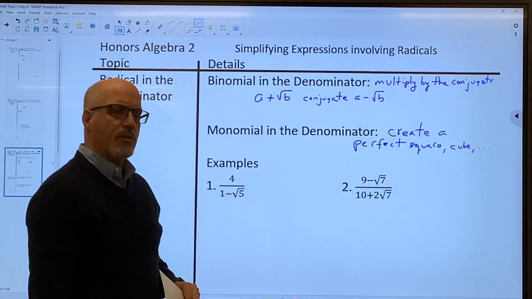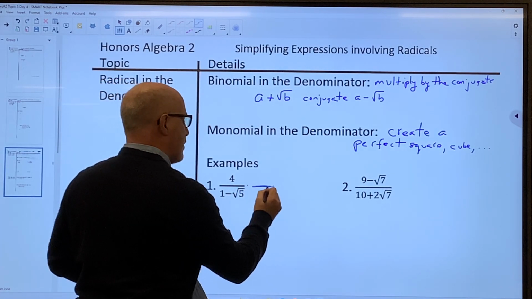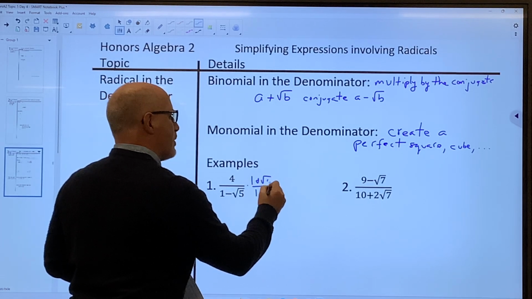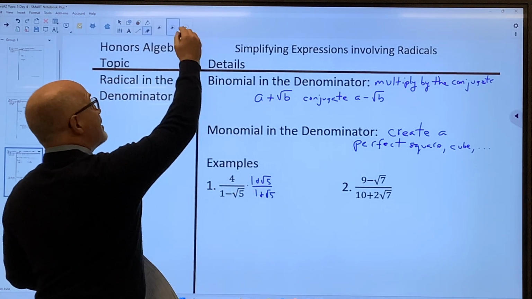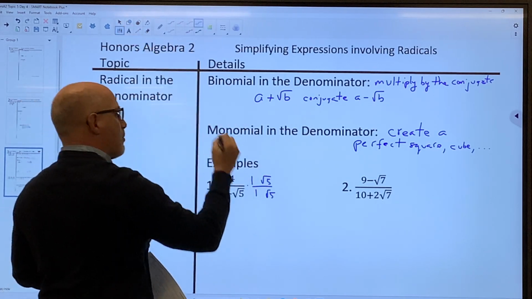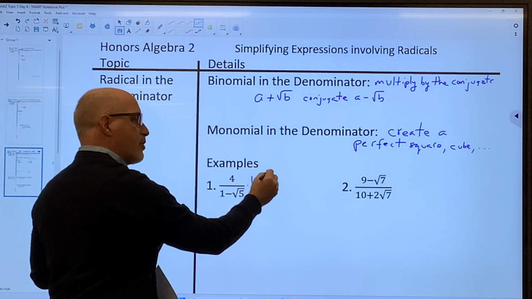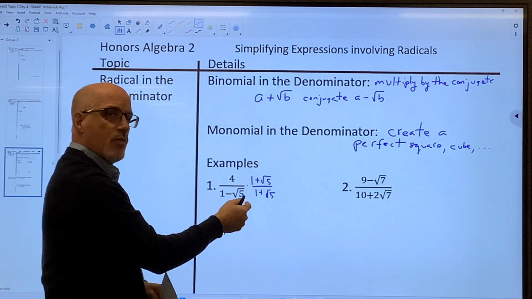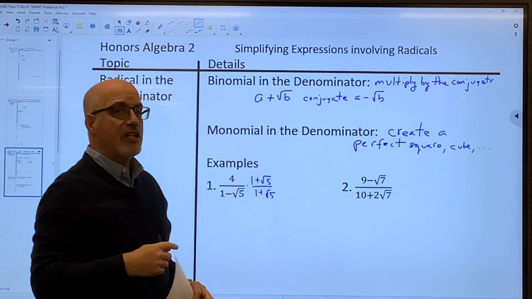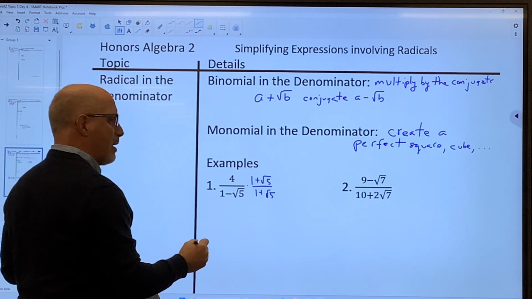The first one is we have 1 minus the square root of 5 in the denominator. So we're going to multiply by its conjugate, which is 1 plus the square root of 5. And we're going to do it in the top and the bottom. The reason why we do it in the top and the bottom is because when you multiply by the conjugate, you've got to make sure that you're multiplying by a value of 1. So if you multiply by this fraction, that's equal to 1, it's not going to change the value of the entire fraction, but it's going to change its form. So make sure you have the same in the top and the bottom that you're multiplying by.